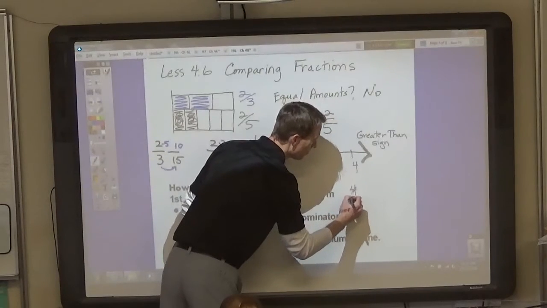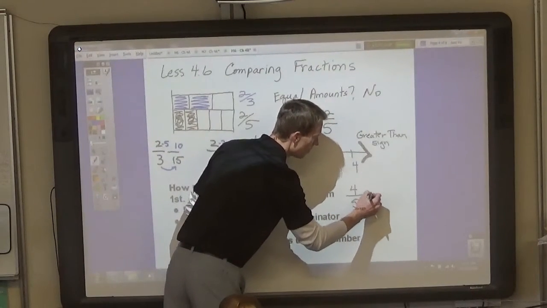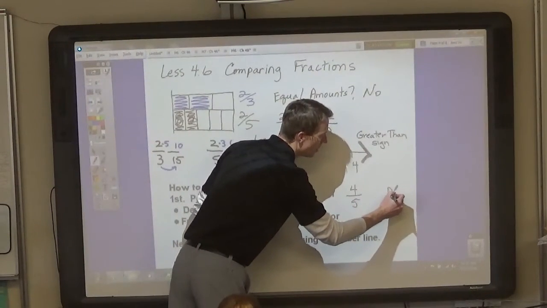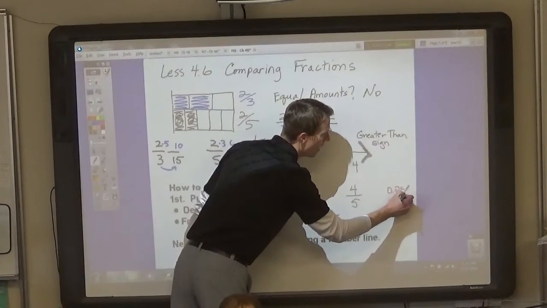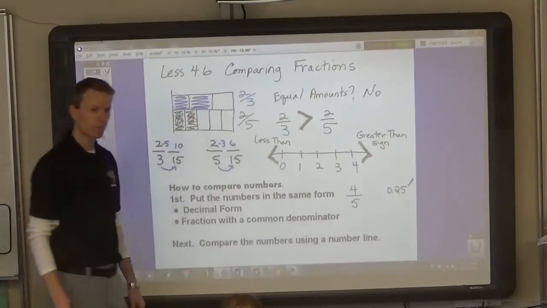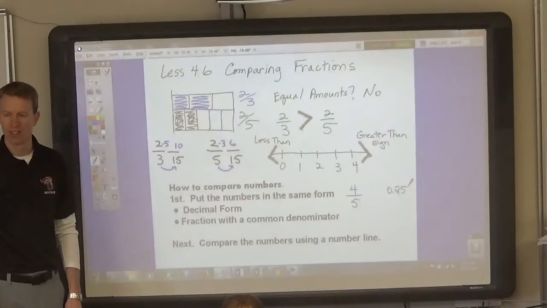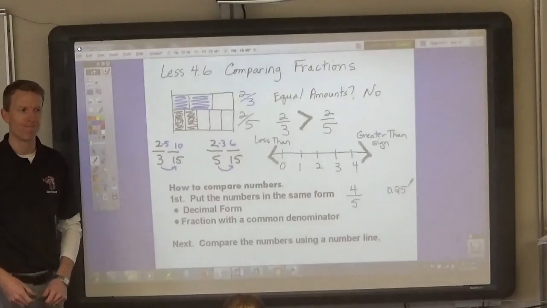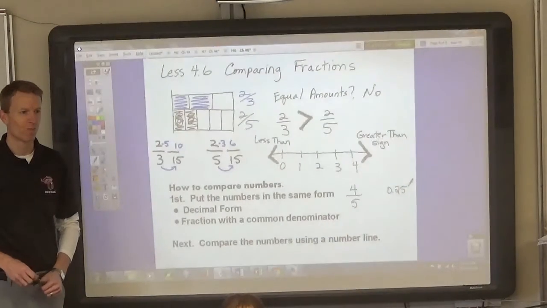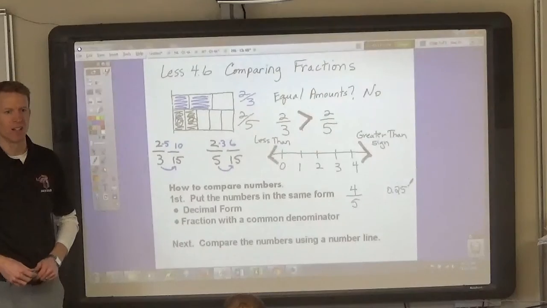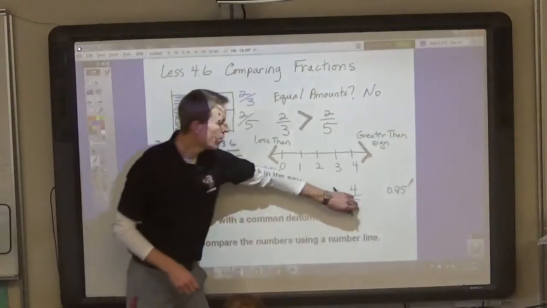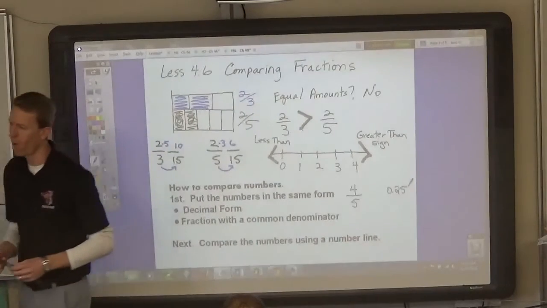4/5 and 0.25. Which one is more? How could you tell? What are some things that you can do when you look at these 2 numbers to tell which one is more?